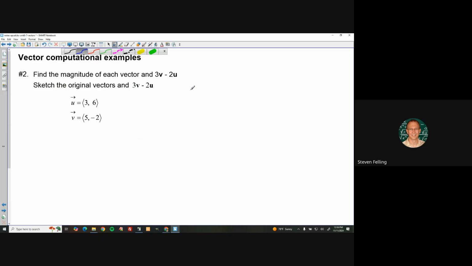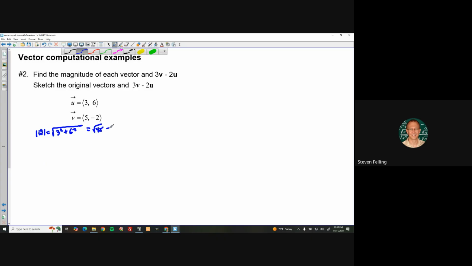All right. Find the magnitude of each vector and the vector 3v minus 2u, and then sketch the original vectors and those vectors. Okay, so let's find the magnitude of each vector. What's the magnitude of the u vector? Here's the symbol for it. It's the square root of the sum of the squared components. So that would just be 9 plus 36, which is, I won't have to drag a calculator out for this. Turns out to be square root of 45.